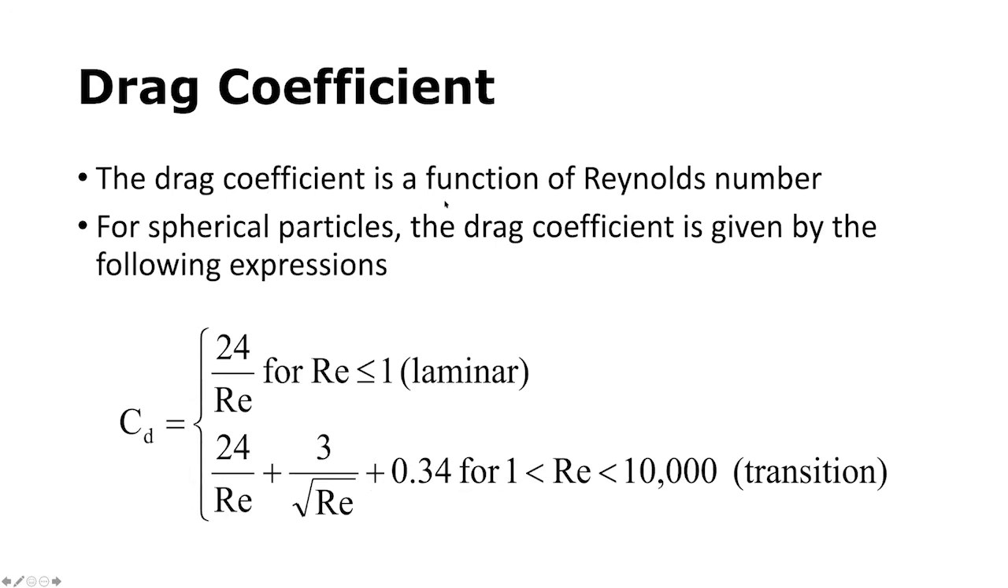The drag coefficient is then a function of that Reynolds number, and for spherical particles, which we can assume most particles in question are approximately spherical, the drag coefficient can be given by the following expression, where it's equal to 24 over the Reynolds number if the Reynolds number is less than or equal to 1, this would be for laminar flow conditions. It's equal to this expression for situations where the Reynolds number is larger than 1, but less than 10,000. That would be kind of the transition from laminar into turbulent flow conditions.